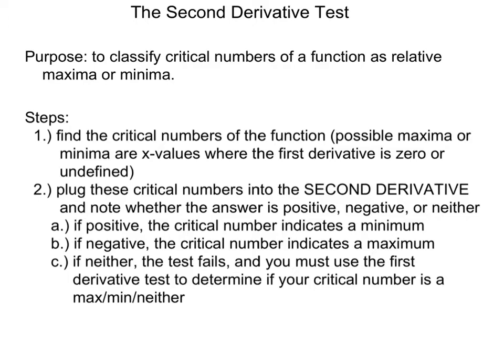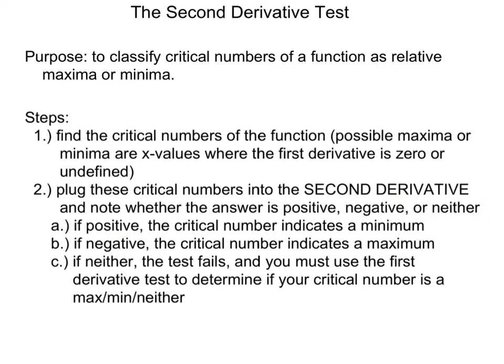So the two steps, because there's only two steps. Step one, find the critical numbers. Find the possible maxes or mins. Then after that, in the first derivative test, we would have set up intervals and gone through the other four steps. For the second derivative test, your second step is just plug these critical numbers into the second derivative and look at whether that answer is positive, negative, or neither.